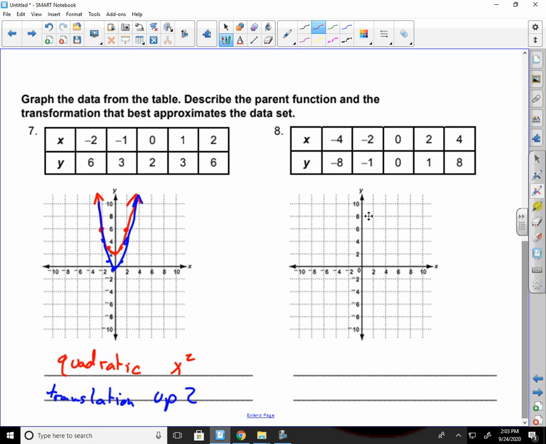Number 8, -4, -8 is there. -2, -1 is there. 0, 0. I can already see this is kind of curving, so I know it's not going to be linear. Then 2, 1. And 4, 8. Oh, that's a mess. Just like above, we can see that this is a cubic function.